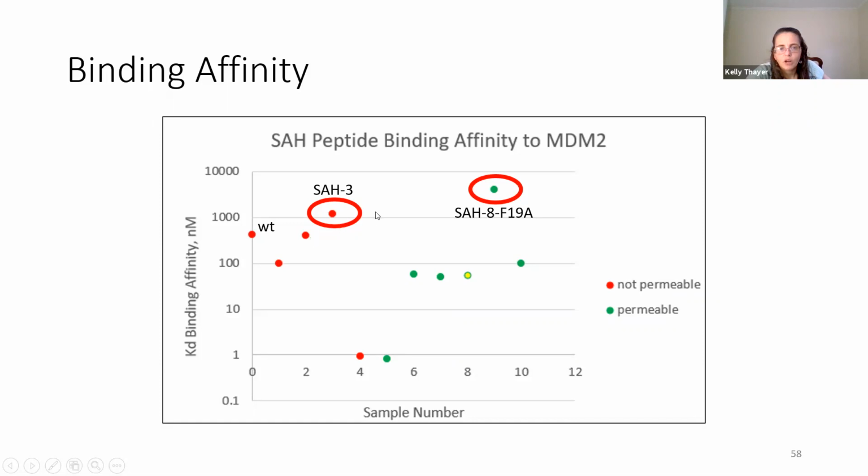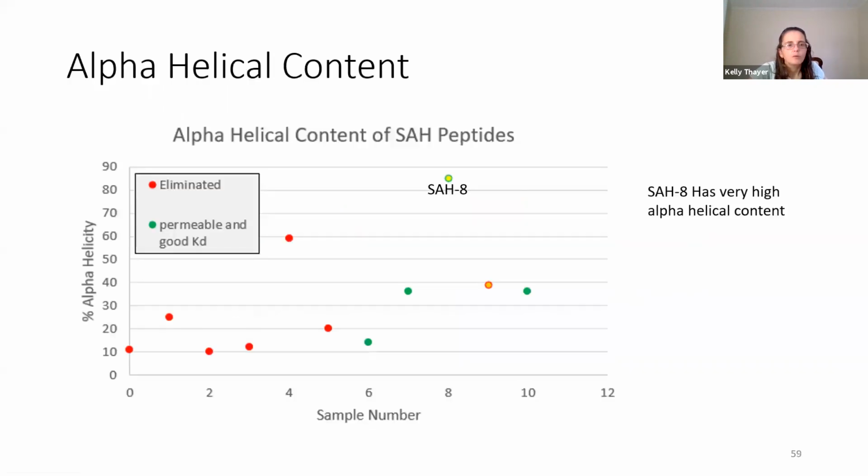SAH3 we see is not permeable, as are all of the red dots. So these ones over here are the ones that are more interesting. We may also make a hypothesis about the alpha helical content of the stapled alpha helical peptides. So we've already eliminated some, and what we're then going to do is continue with our data search. We're going to look at the percent alpha helicity, and compare that to the sample number. Again, the red ones are already eliminated, so SAH8 has a very high alpha helical content.